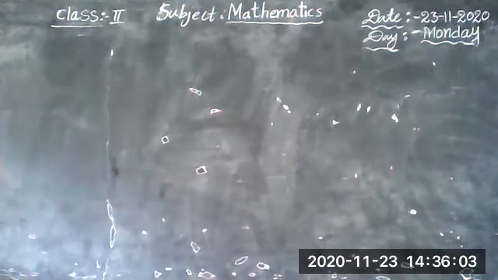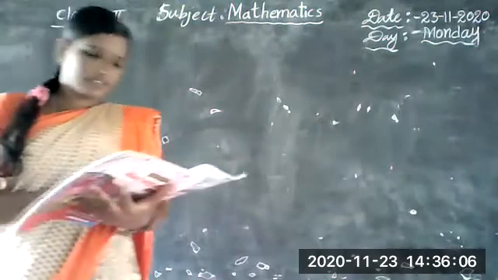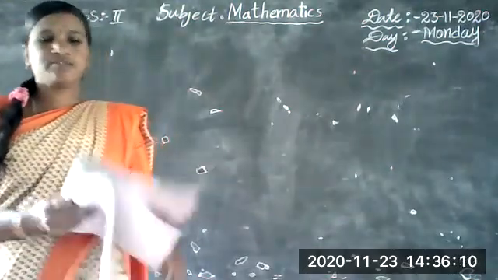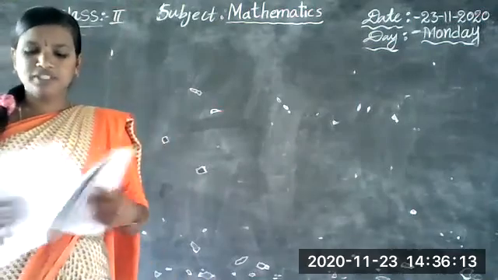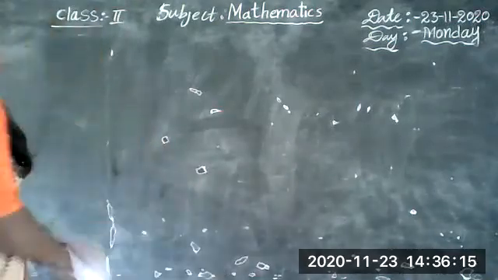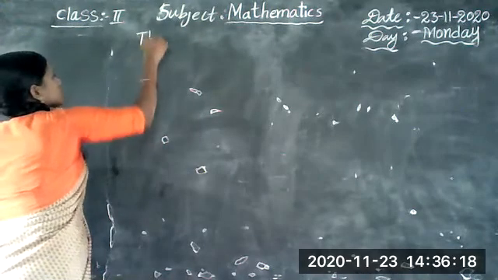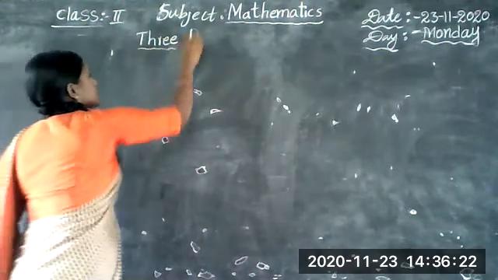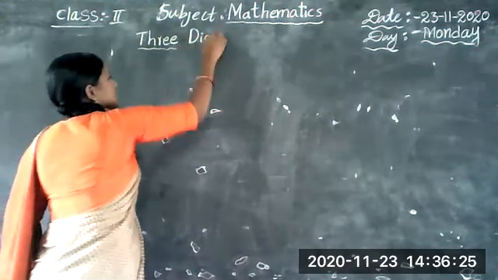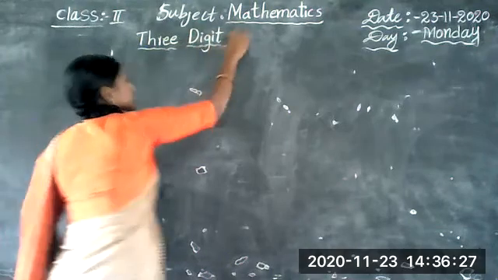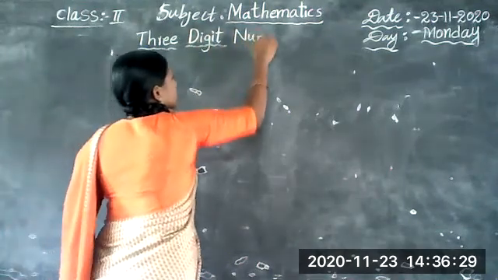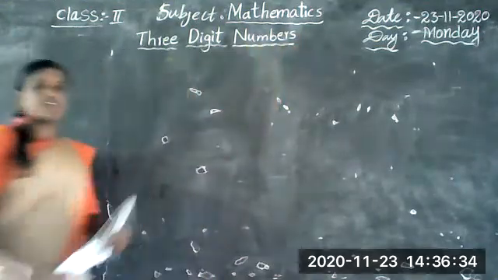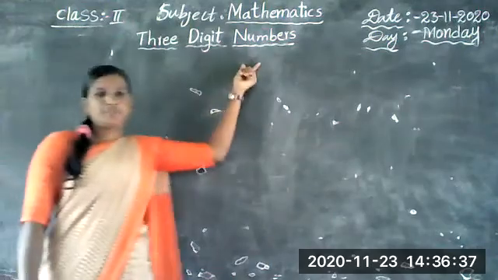Take your textbook. Turn to page number 20. 3-digit numbers. T-H-R-E-E, 3 digit. D-I-G-I-T. N-U-M-B-E-R-S. 3-digit numbers. Once again say 3-digit numbers.